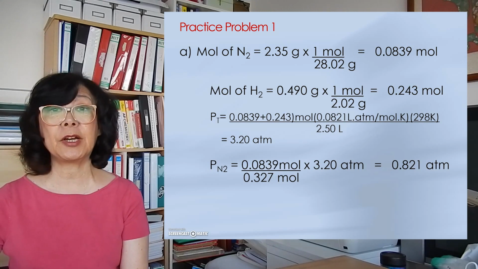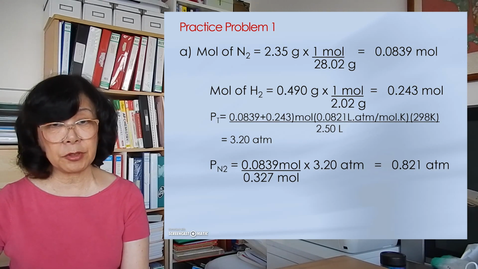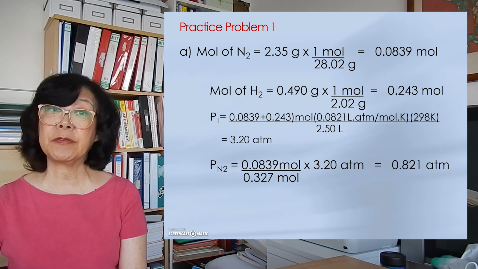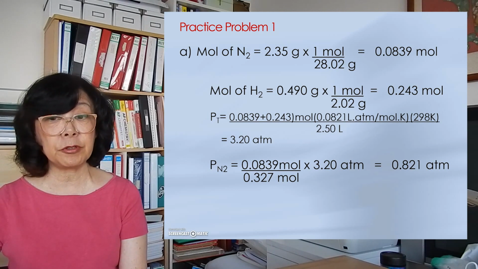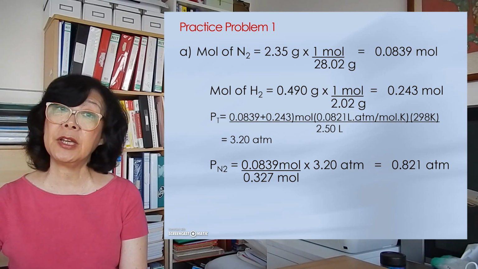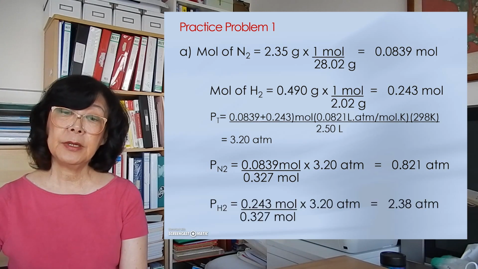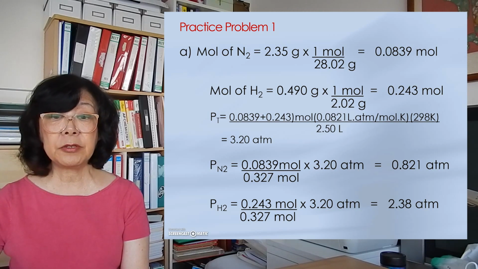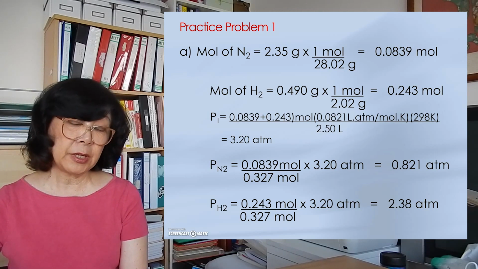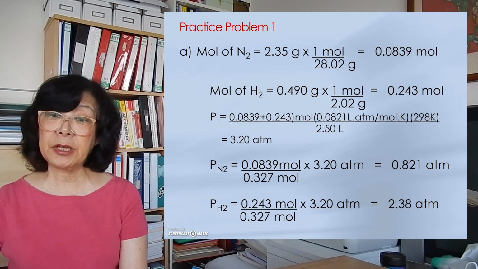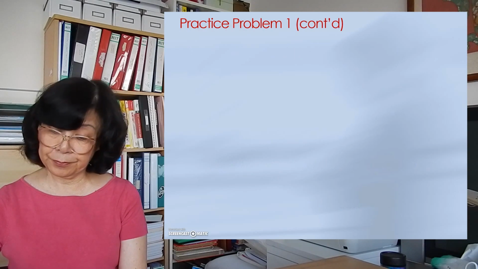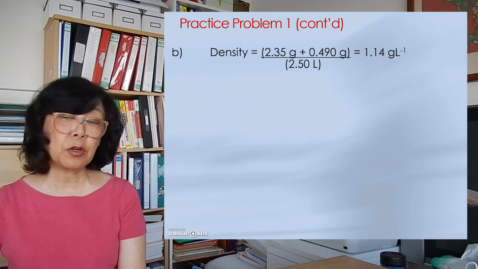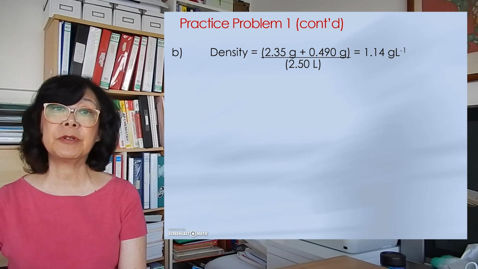Therefore, the partial pressure of nitrogen is the mole fraction of nitrogen times total pressure, which is 0.0839 mole over total 0.327 moles times the pressure of 3.20 atm, equal to 0.821 atm. And similarly, the partial pressure of hydrogen is calculated in a similar fashion by using 0.243 moles of hydrogen as its individual mole component, yielding 2.38 atm. Now the density, when we have a mixture, we can add up the total mass over the total volume, and now we have 1.14 gram per liter.